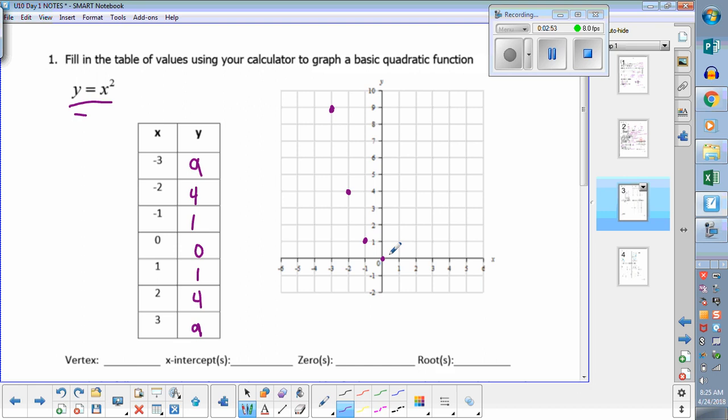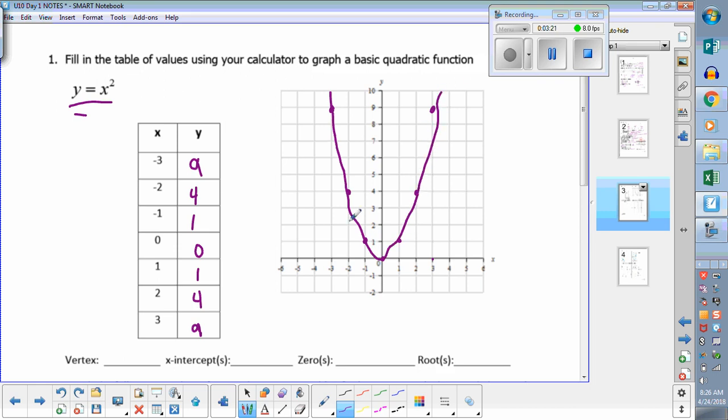Then we have 1 and 1. Then we have 2 and 4. X is 2, and then our y is 4. That's our next point. Then we have 3 and 9. So we're going to go to 3, then go up to our y value, which is 9. And guess what we have? If we connect all of these dots, guess what we have? We have a parabola. Wonderful.